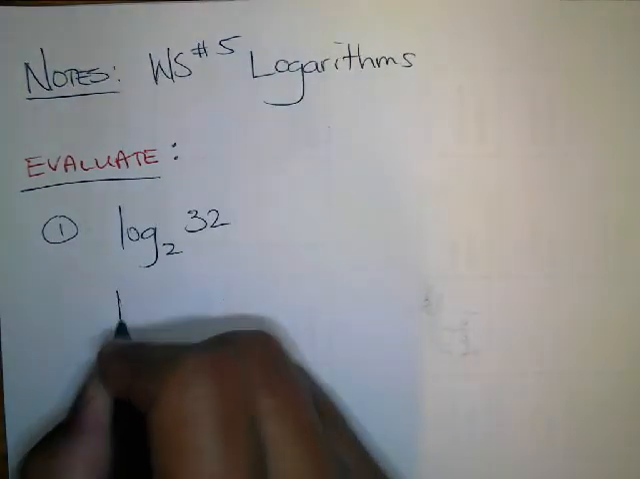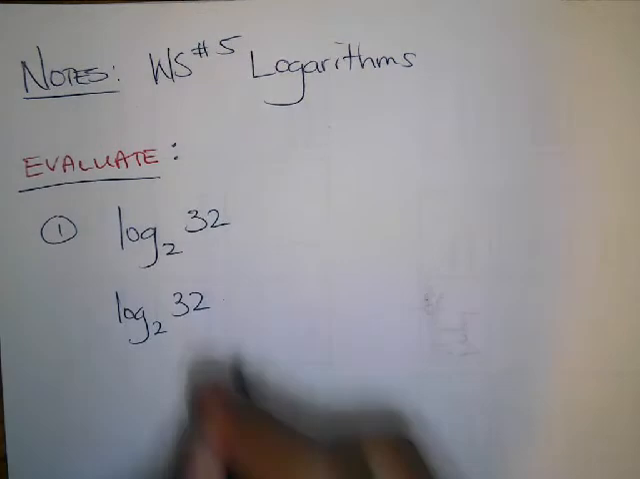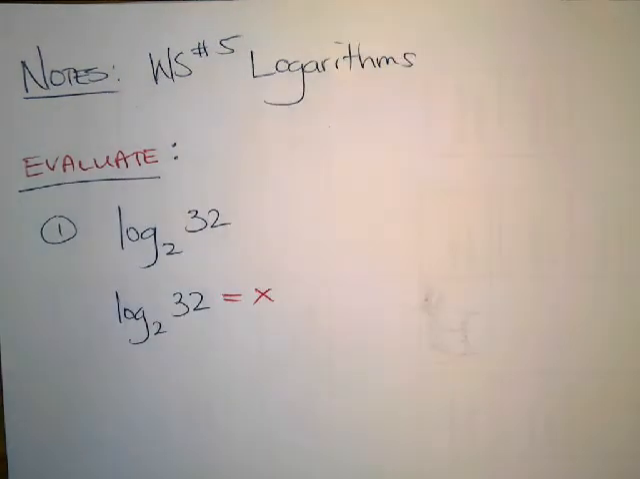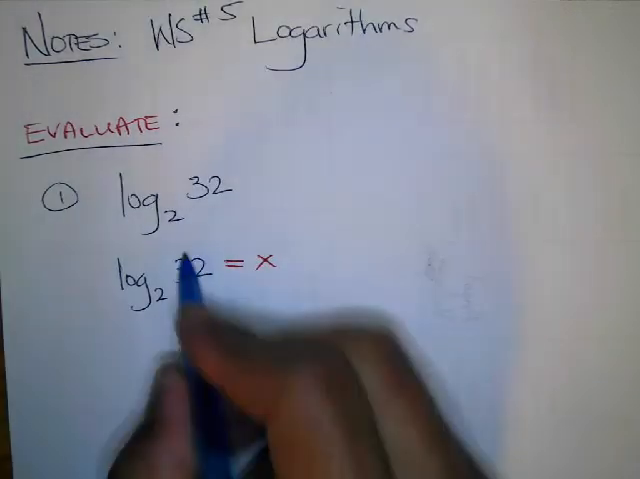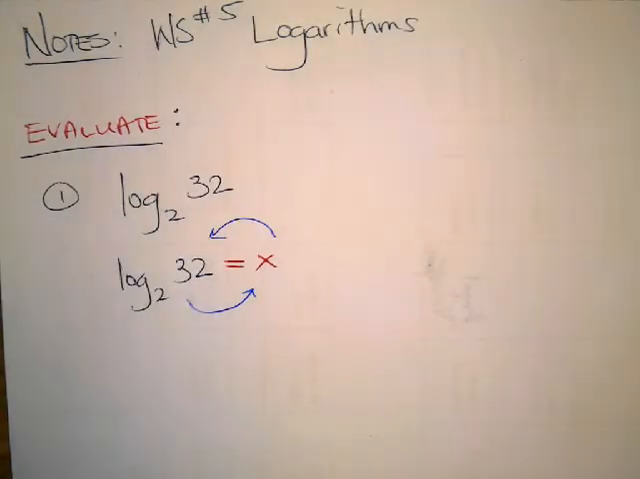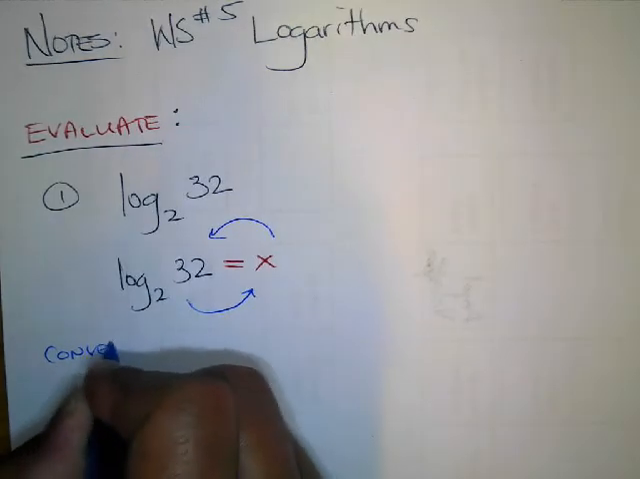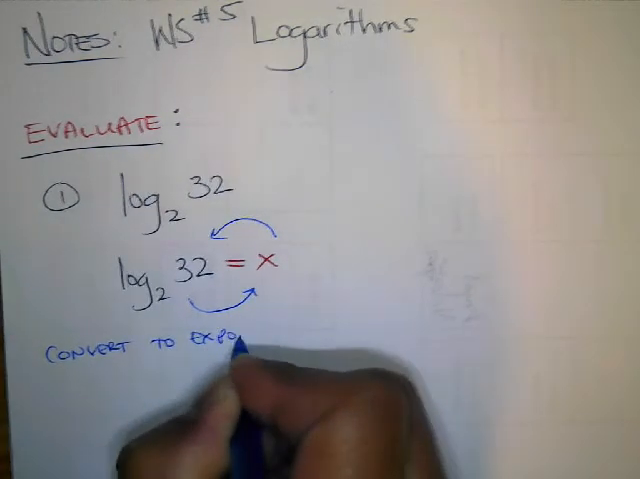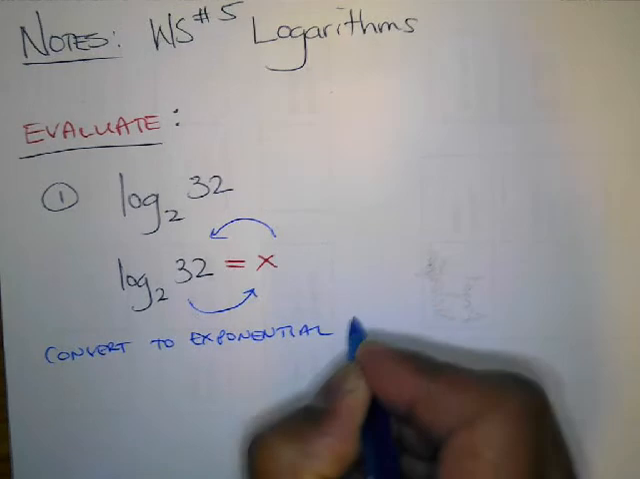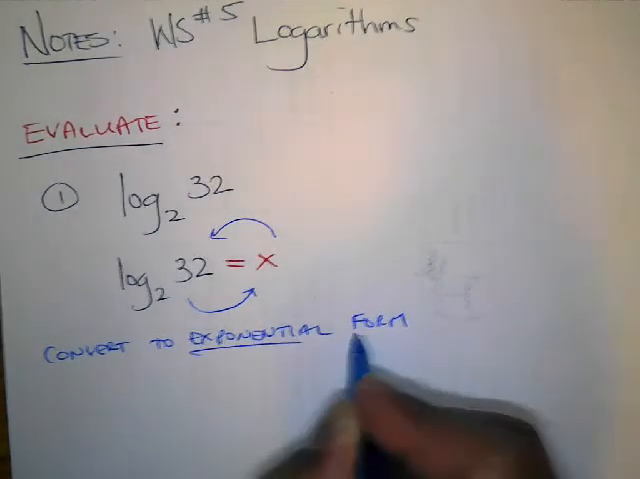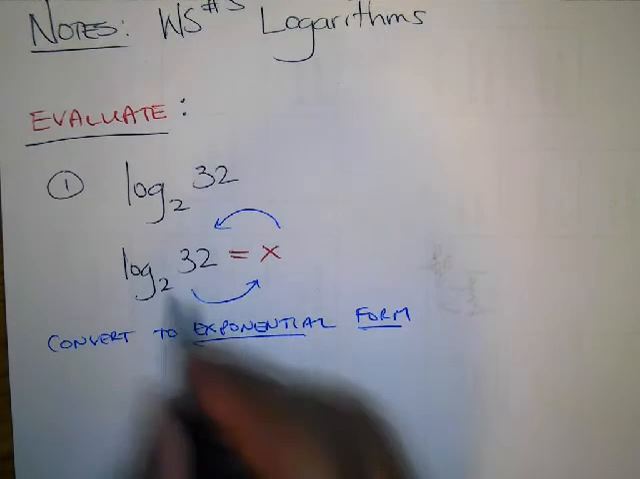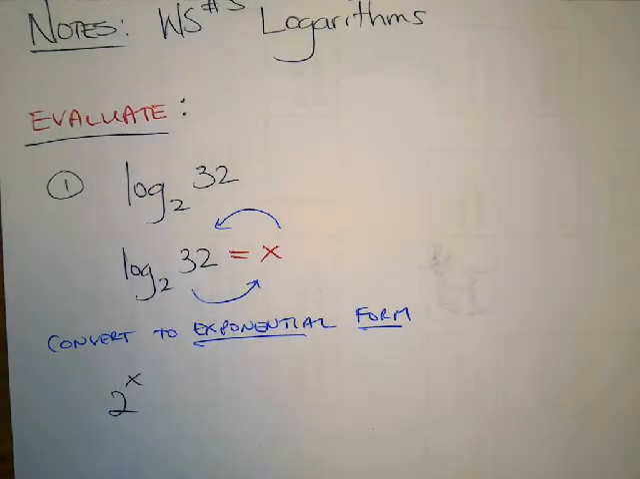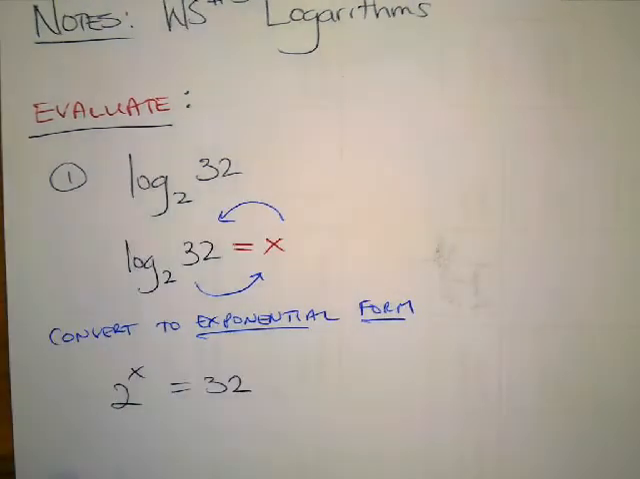What are we supposed to do here? Well, we're supposed to put log 32, and we're missing the equal sign and then the x, right? We've got to find this. And again, remember to convert to exponential form, right? We always work in exponential form. So we do this counterclockwise bit, and this is now going to read what? 2 to the power of x is equal to 32.